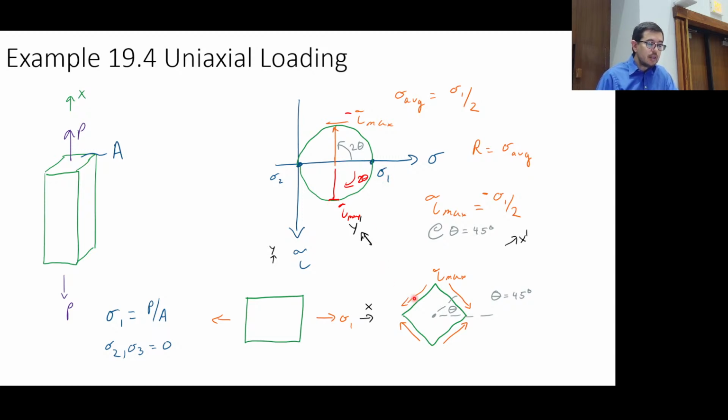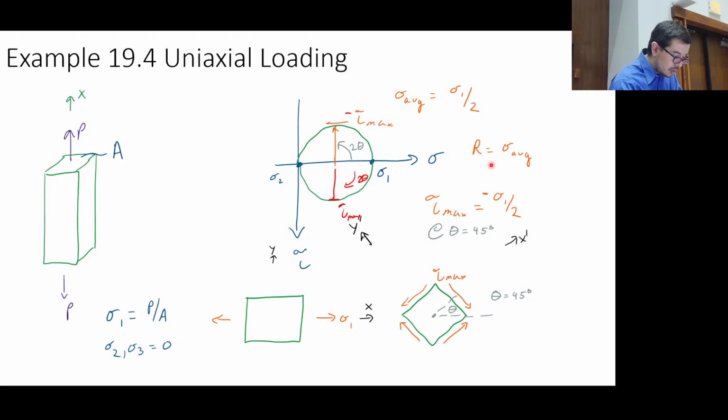Remember, this is an element that's been rotated 45 degrees, so we have to go up this direction. Okay? We go up to here because we're going in the same direction. So yes, the state of stress is going to be minus, okay? It's going to be minus the sigma 1 over 2.